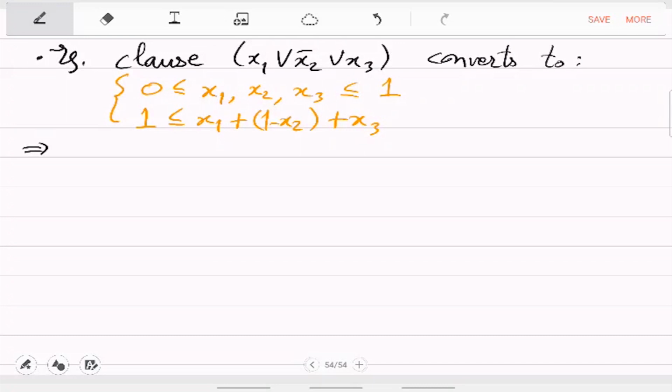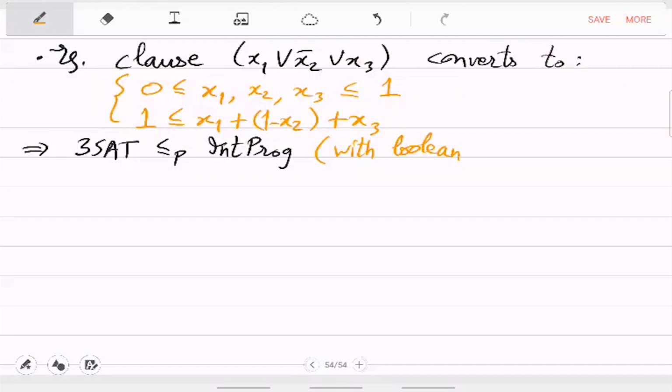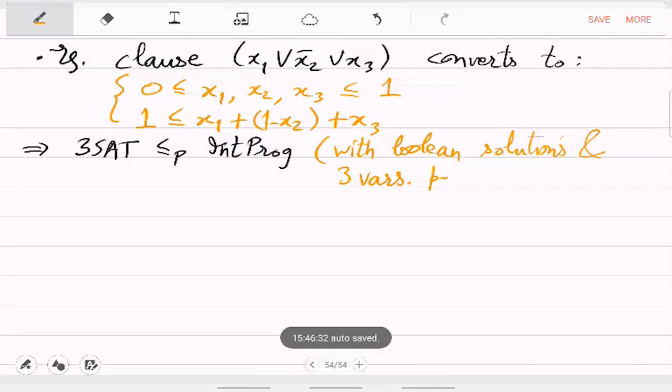So this implies that 3-SAT reduces to integer programming, and integer programming with just Boolean points and just 3 variables per inequality. Right, so it's very, very special.